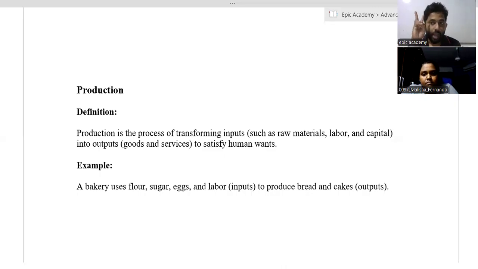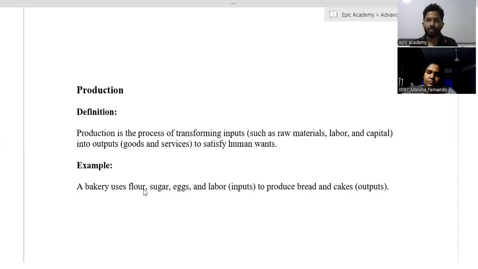Because you have two types of basic things to satisfy. Those are basic needs and wants. Those are the things you are going to satisfy by doing different types of economic activities. So to satisfy the basic needs and wants, you need goods and services. Without goods and services, you cannot satisfy basic human needs.